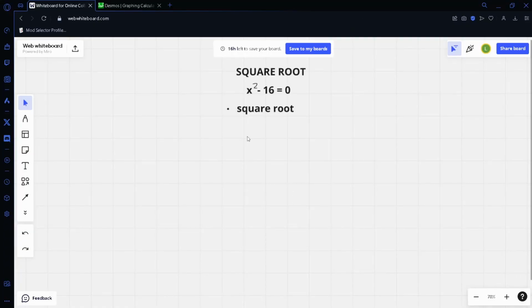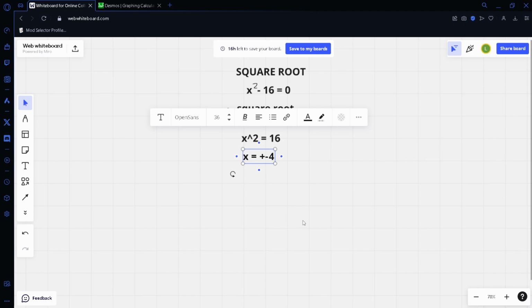Our next method here, we're going to be taking a look at the square root method. So our goal for this method is to be able to take the square root of both sides. But first, since we have this negative 16 here, we have to move it to the other side to get x squared equals 16. Then we can take the square root, so x equals plus or minus 4.